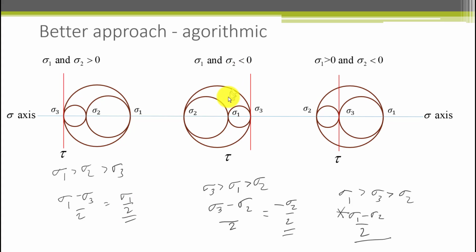In the case where both stresses are negative, we do the same thing. We take sigma 3 minus sigma 2 divided by 2, and the absolute maximum shearing stress magnitude is sigma 2 over 2. In the case where the signs of the principal stresses are opposite one another, for sigma 1 and sigma 2, we also take sigma 1 minus sigma 2, which is the minimum stress, divided by 2. Because of the sign of sigma 2, sigma 1 minus sigma 2 is the radius of the big circle.